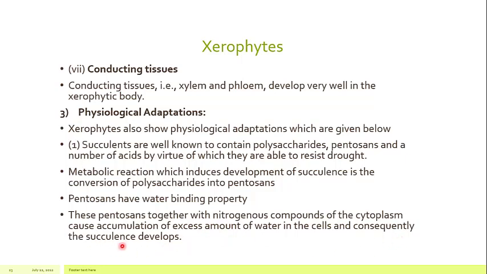As far as the succulent feature is concerned, how it is made: there are certain polysaccharides and pentosanes present in the leaves and in the stems, and these have a water binding ability. So when water is available, they bind that water and make that structure what we can call a succulent.